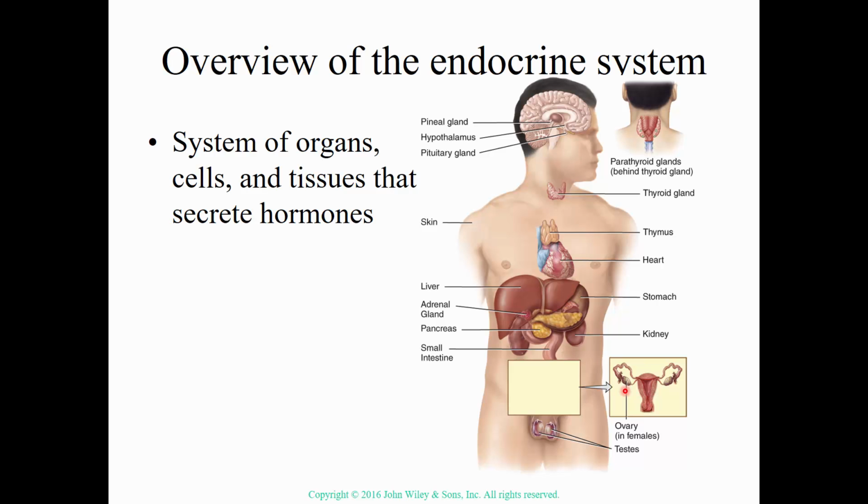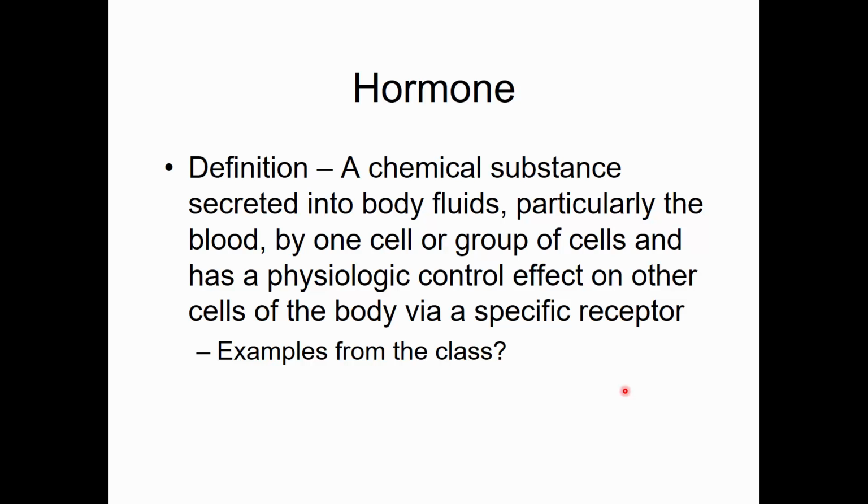So endocrine glands are glands that secrete hormones. We define a hormone as a chemical substance secreted into body fluids, particularly the blood. A gland could be one cell or a group of cells, and the secretions of those cells then have a physiologic control effect on other cells of the body, and they do so through a specific receptor. So when we talk about this in class, and as you're viewing this presentation now, think to yourself, what are some examples of hormones that you know?